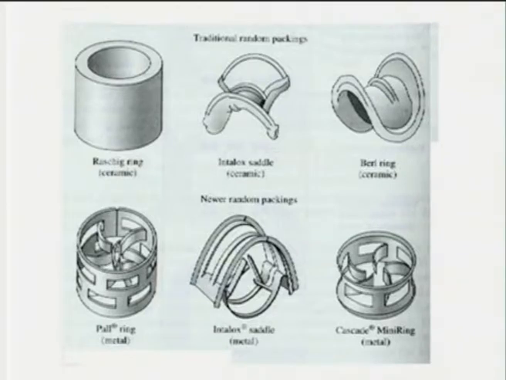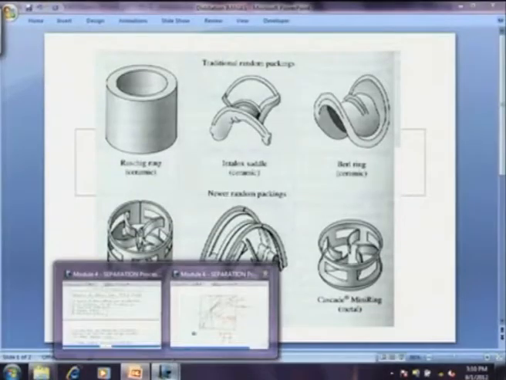There are two factors: what is the shape of this tower packing and what is the material of construction of this tower packing? Now, in earlier days, ceramic was most widely used because ceramic was very corrosion resistant. Ceramic is essentially an oxide, so it is highly corrosion resistant. So, Raschig rings made of ceramic, Intalox saddles made of ceramic, Berl saddles or Berl rings made of ceramic, then Pall rings made of metal, Intalox metal tower packing known as IMTP, again made of metal, and then Cascade Mini Rings made of metal. Okay. So, these are some of the common tower packings that are used.